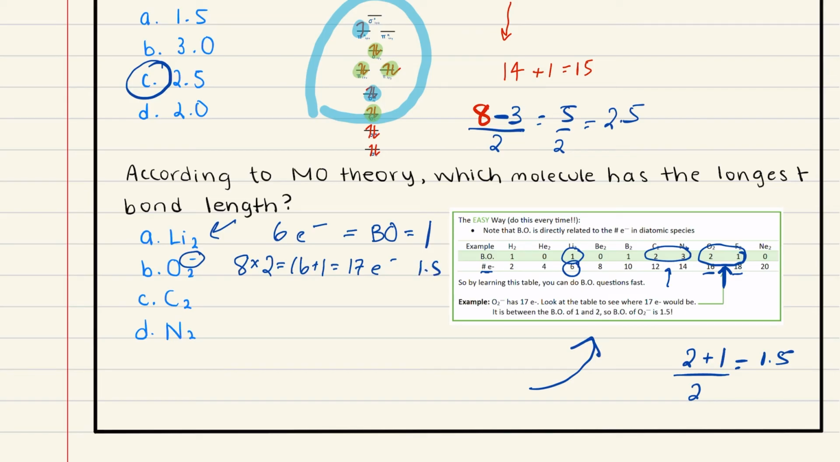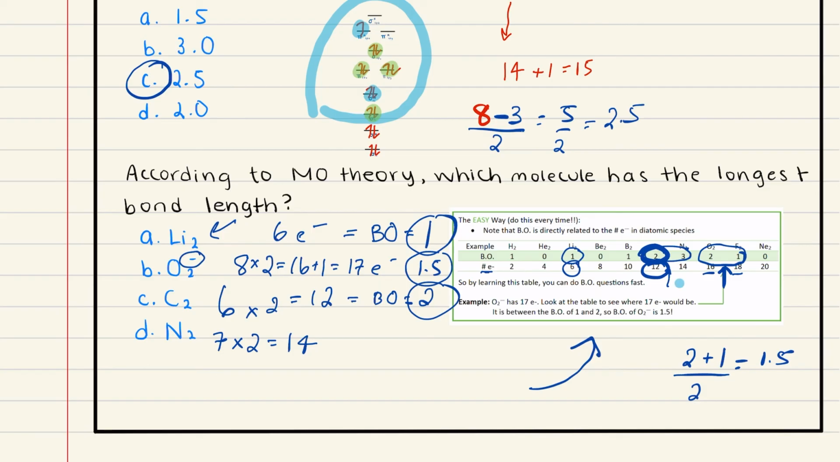Then we want to do it for dicarbon. Carbon has 6 electrons. 2 carbons are going to have a total of 12 electrons. That means that the bond order here for 12 electrons is going to be 2. Finally, we do dinitrogen. Nitrogen has 7 electrons, so dinitrogen has a total of 14. We find 14 electrons on the table. The bond order is going to be equal to 3. Now we have a bond order of 1, 1.5, 2, and 3.